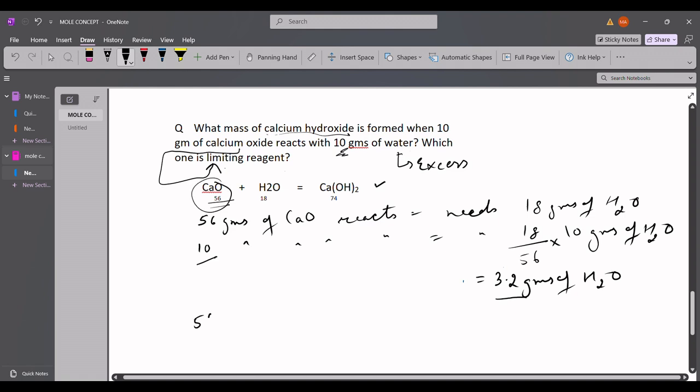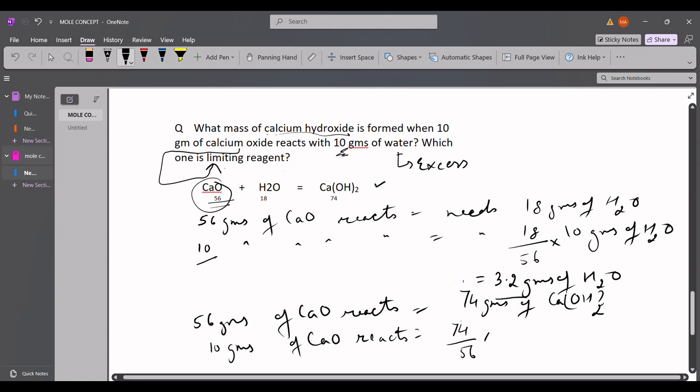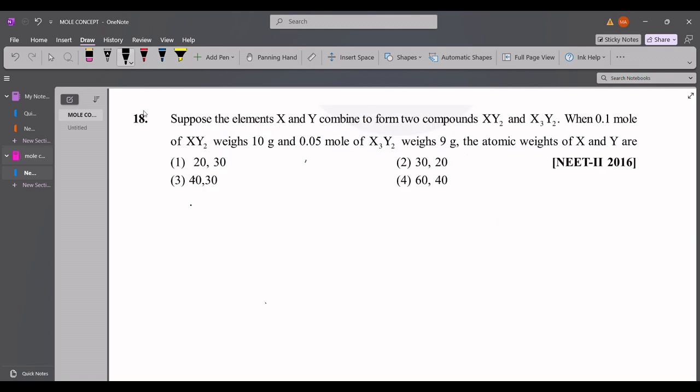So if 56 grams of calcium oxide reacts, it produces 74 grams of calcium hydroxide. So how much calcium hydroxide will be produced if CaO is 10 grams? I wish that you solve this question and give the answer to me in the comment.